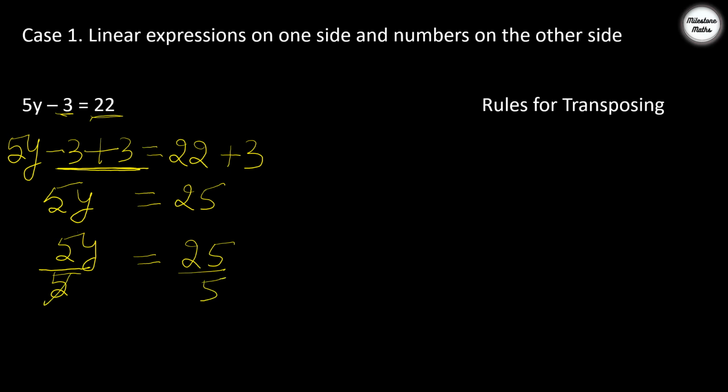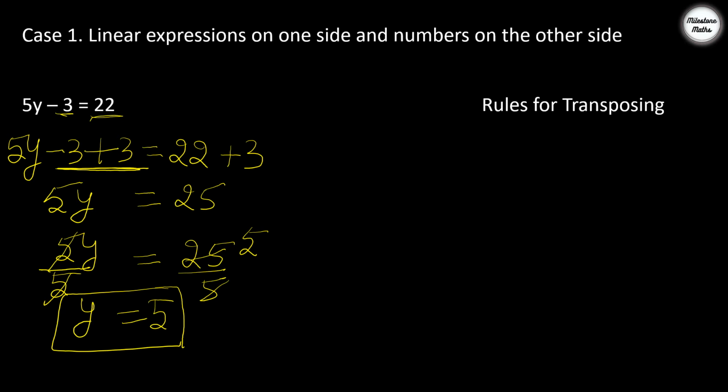Now this 5 will get cancelled with this 5. What we are left with on the left hand side is y, equals, and on the right hand side, 5 fives are 25, so y equals 5 is the answer. The value of the variable y is 5. A linear equation always has a unique solution. We will get one and only one solution.